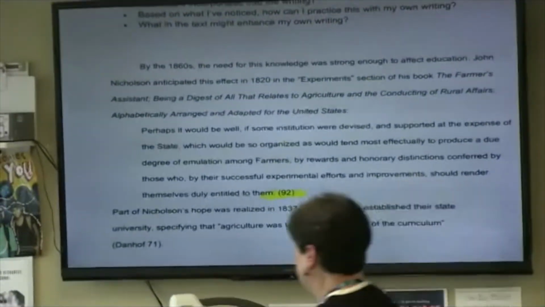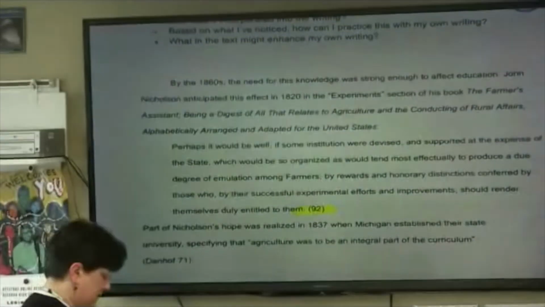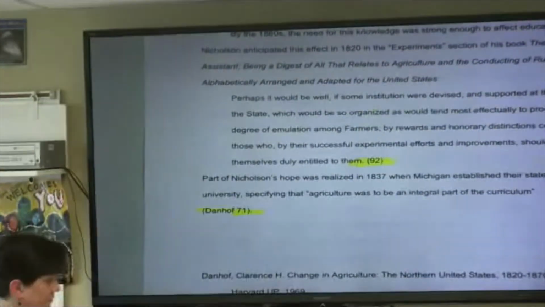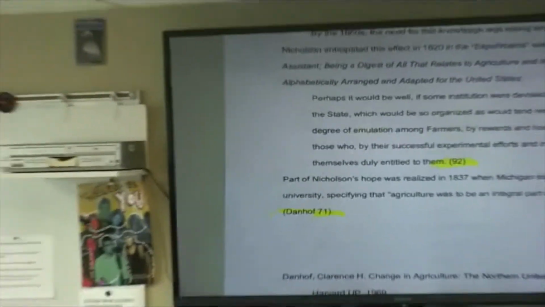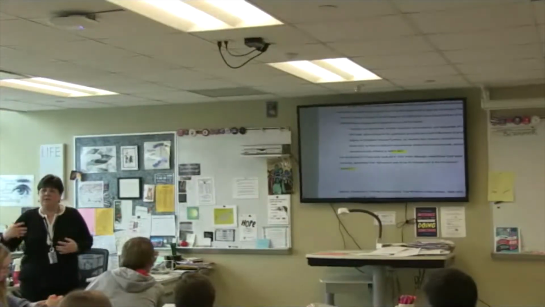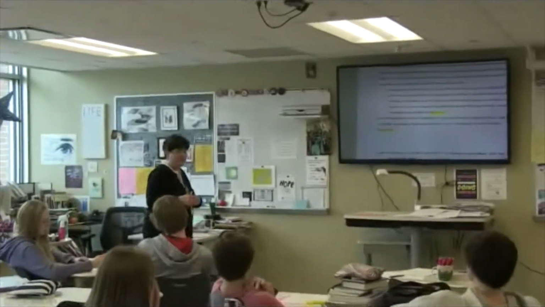Because here, the period is after, okay? So again, this is kind of the secondary how to do it, but we're also going to look at some of the quality of the style choices to see how that makes a difference.